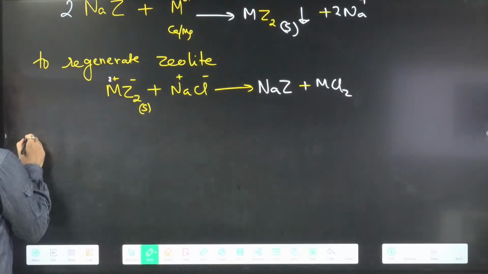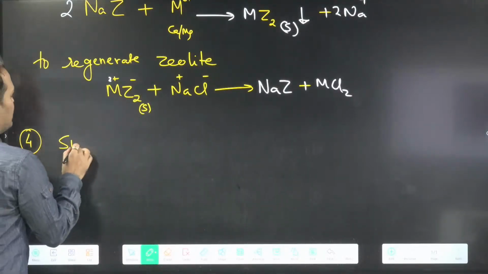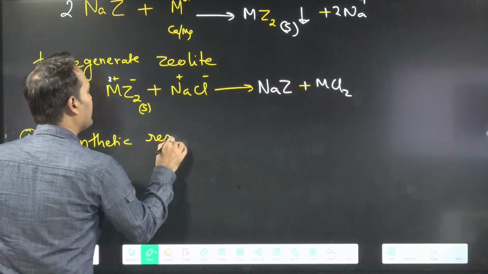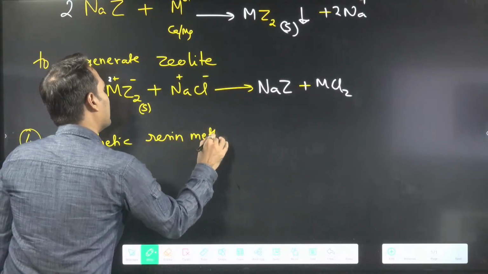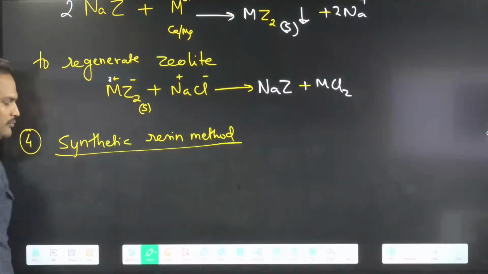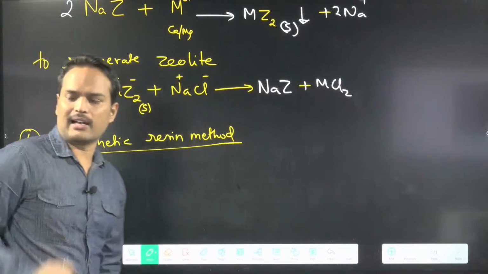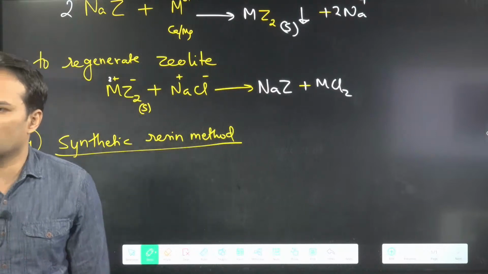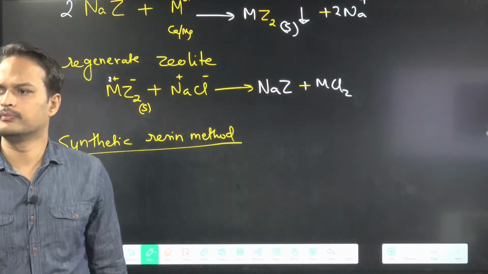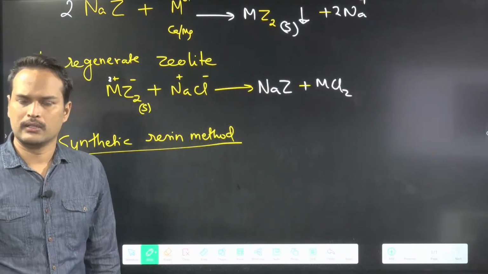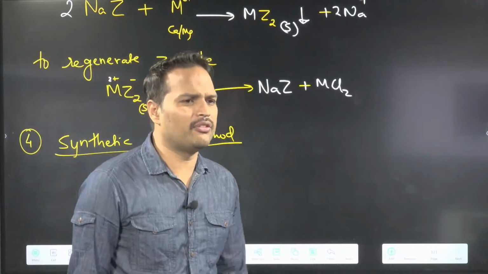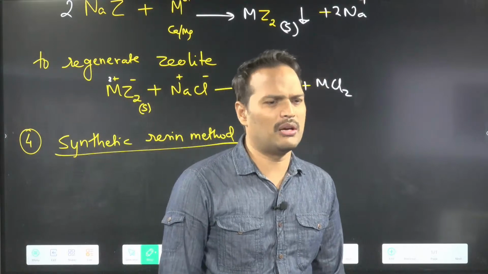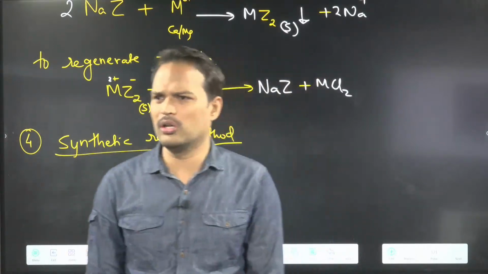Now come to the next method. What is my next method? Synthetic resin method. First of all, I would like to write this point. You can use KZ also, no problem, MK. In NCERT they are writing it for sodium aluminosilicate, but generally we are taking sodium also, we are taking potassium also, all things are there.